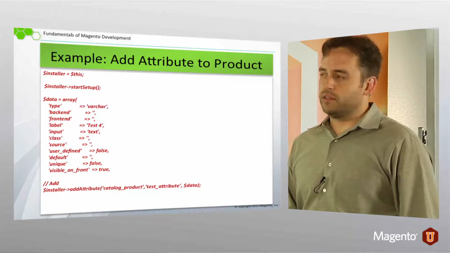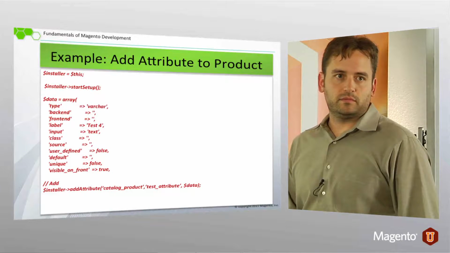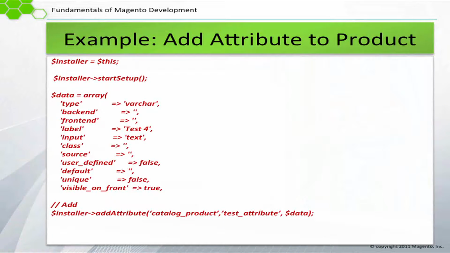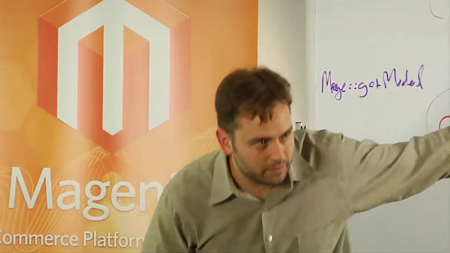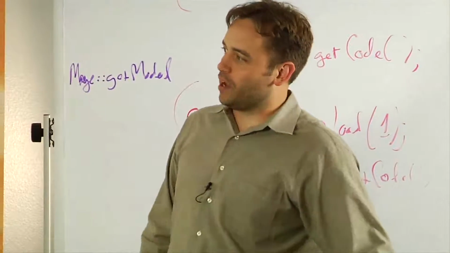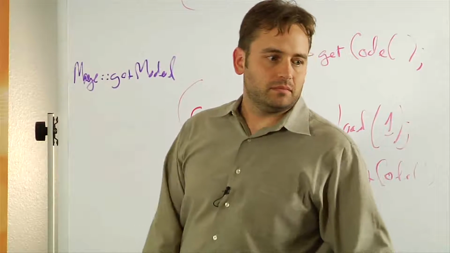I believe, Sivan, user defined. Yeah, which I think is user defined obviously. Yes, so default, unique, visible on front. Okay, so we do this, and then we specify our entity code, the attribute code, and then this array. And we have installed an attribute for our entity. I actually didn't build this. Okay? Pretty easy.